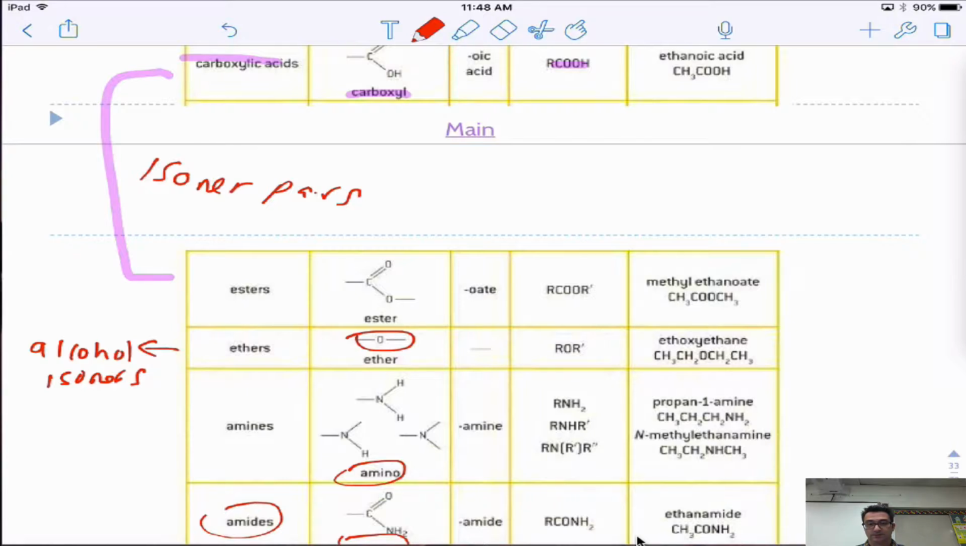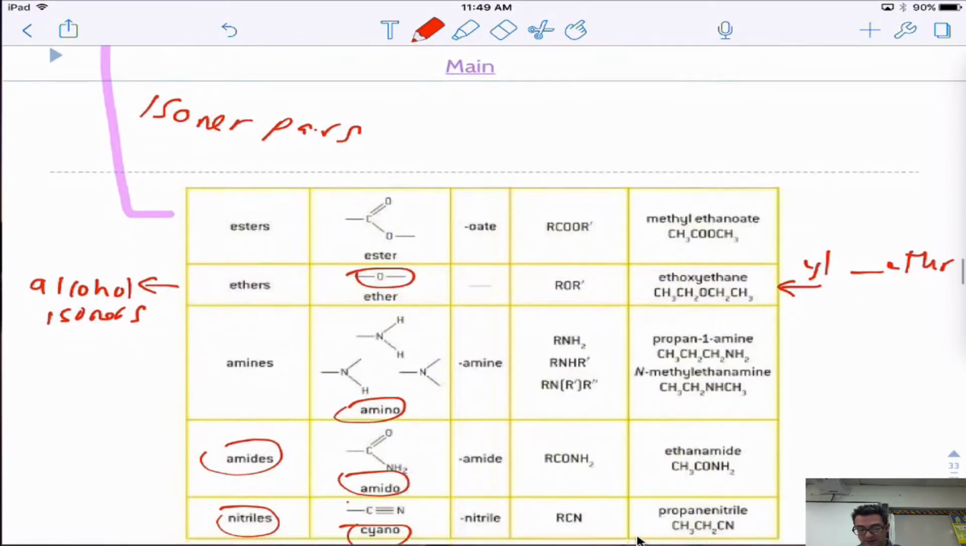And then they give examples of each one. Now, something that's important here for the ethers, I name them where I put YL and then the word ether. And this is how I was taught to do it. They actually do an ethoxy for the part of the structure that is connected to the oxygen, and then ethene. And I'd have to look up how that would work if we had like a methyl and an ethyl, if the longer chain is the one that gets the oxy ending. But we can try that. I'll look that up and figure that out.